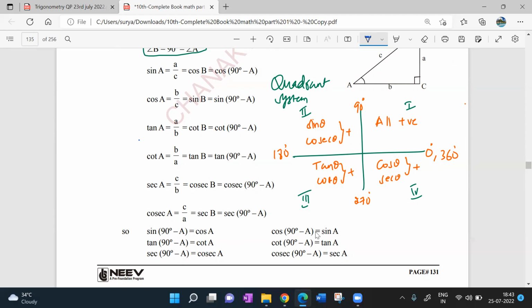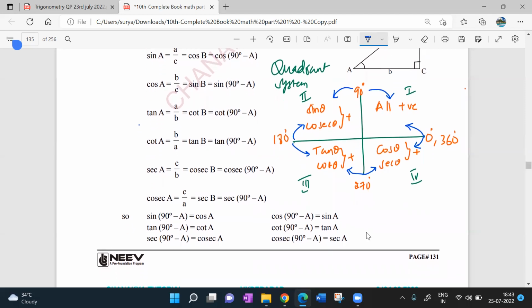90 plus theta is nothing but the second quadrant. 90 minus theta is nothing but which quadrant? First quadrant. 90 plus means forward, second quadrant. 90 minus is nothing but first quadrant. Now 180 plus is nothing but third quadrant. 180 minus is nothing but second quadrant. 270 plus is nothing but fourth quadrant. 270 minus is nothing but what? Third quadrant. And 360 plus or 0 plus something is first quadrant, 360 minus is fourth quadrant. Any doubts?